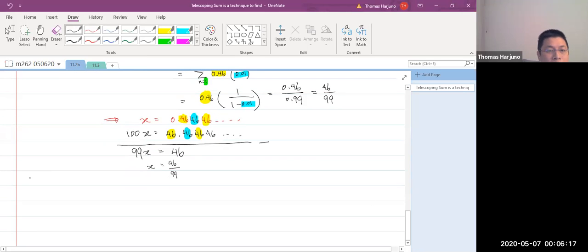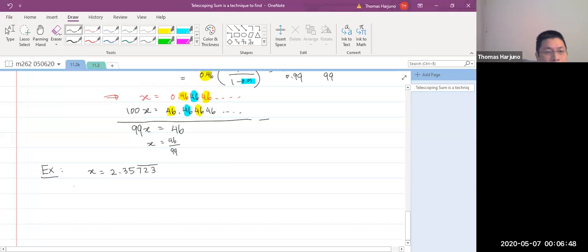It can be like the following. Let's say 2.3572 bar. What will this be in fraction? If I want to write this as a fraction, okay, call this x first. And let's make it repeating three numbers, 723, 723, 723. Okay, now because it repeats three numbers, I will multiply by 1000 such that the pattern 723 actually repeats.